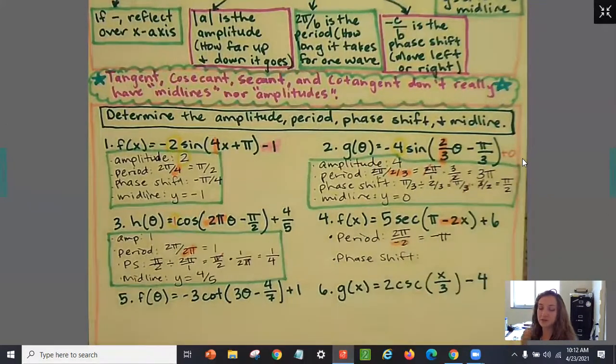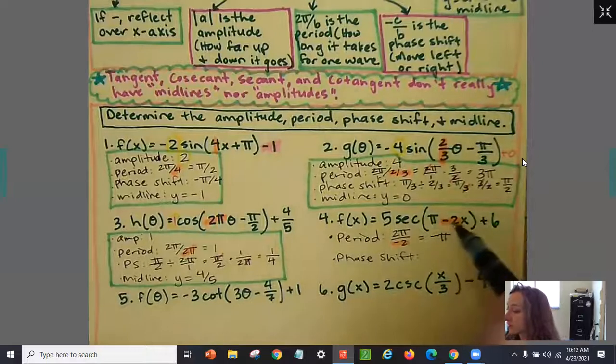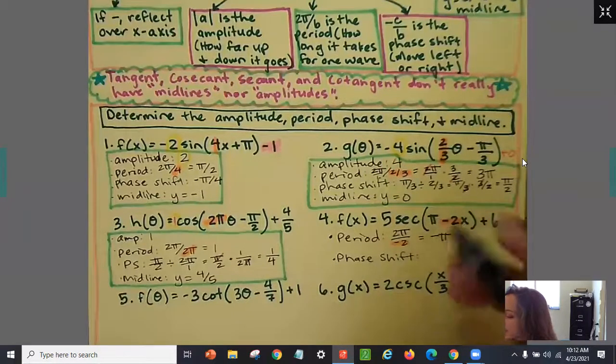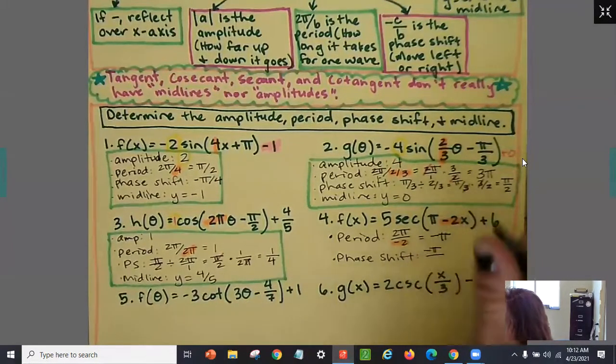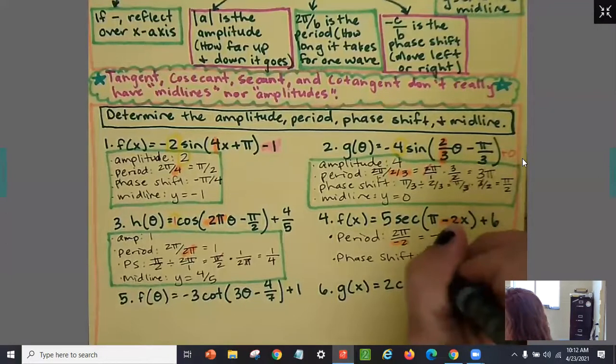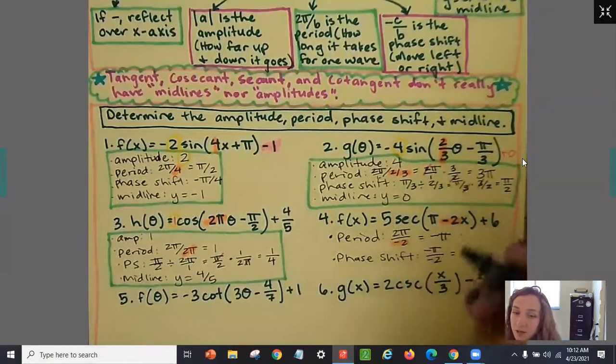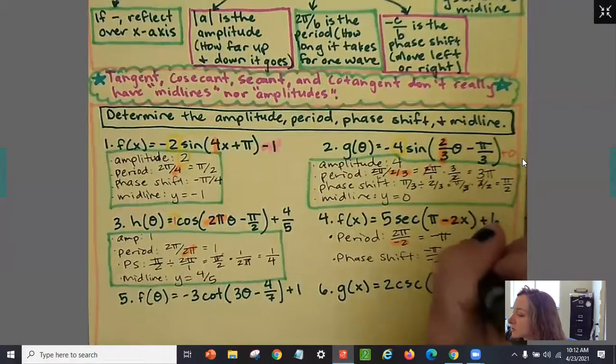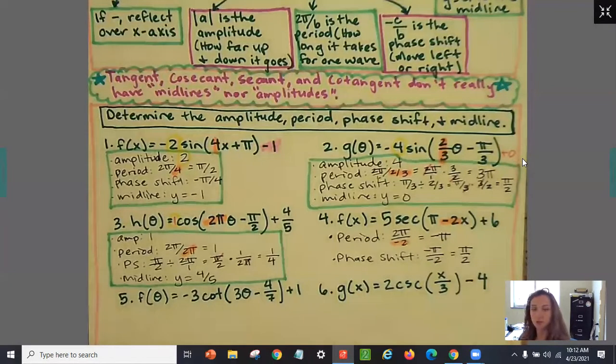All right, now for the phase shift, this is going to be negative c divided by b, and it's a little bit weird. The b is the one that's in front of x, so it's going to be negative pi divided by negative 2. And negative divided by negative is positive, so this is really just pi over 2.